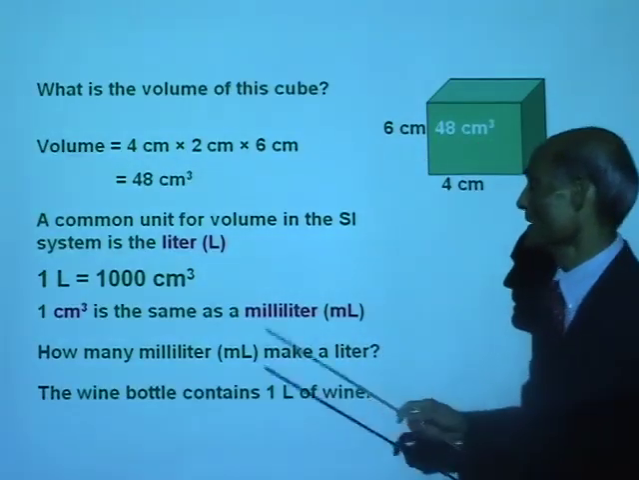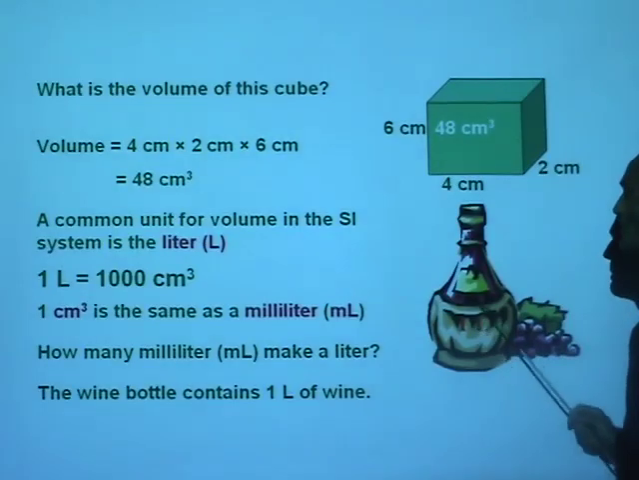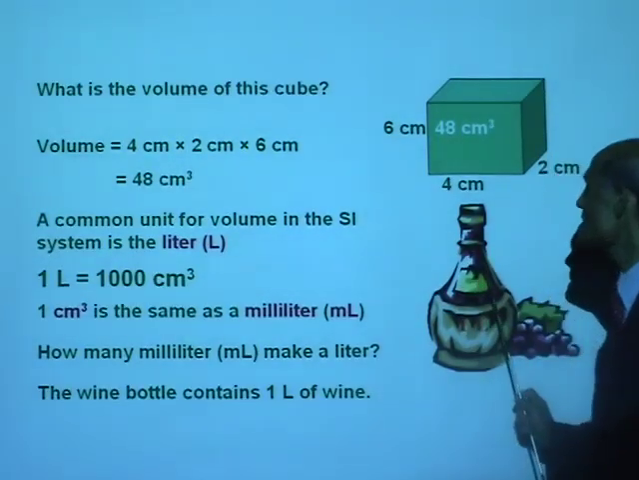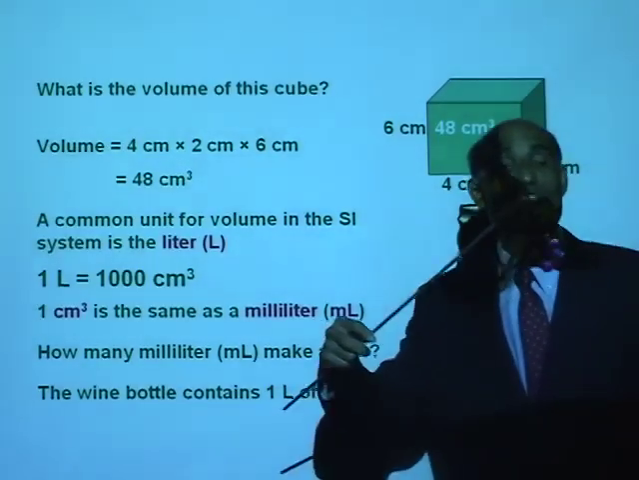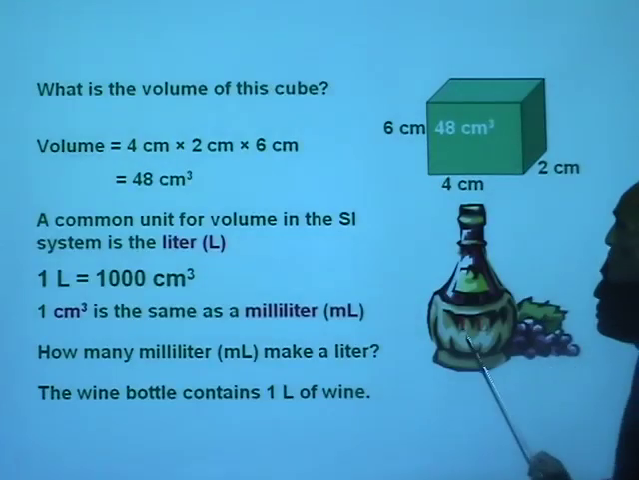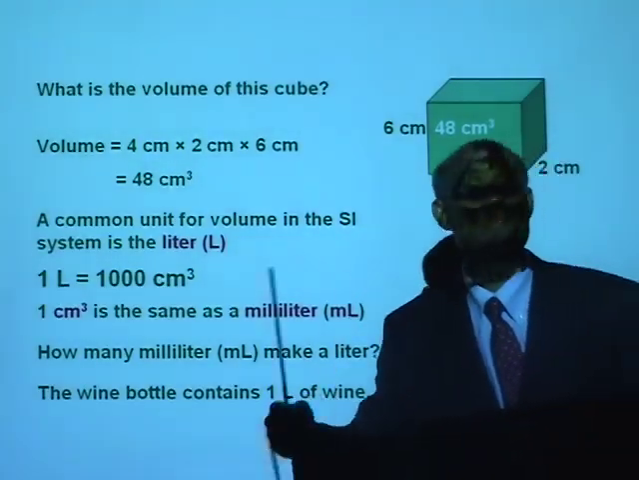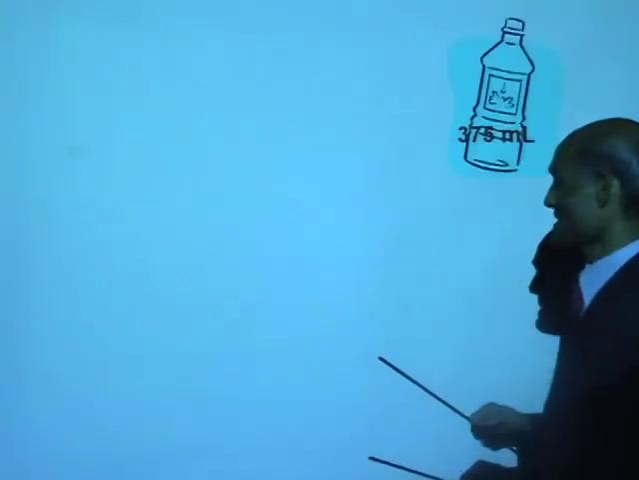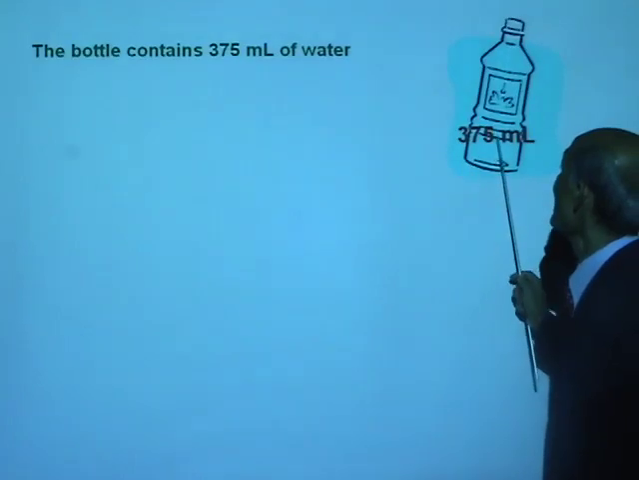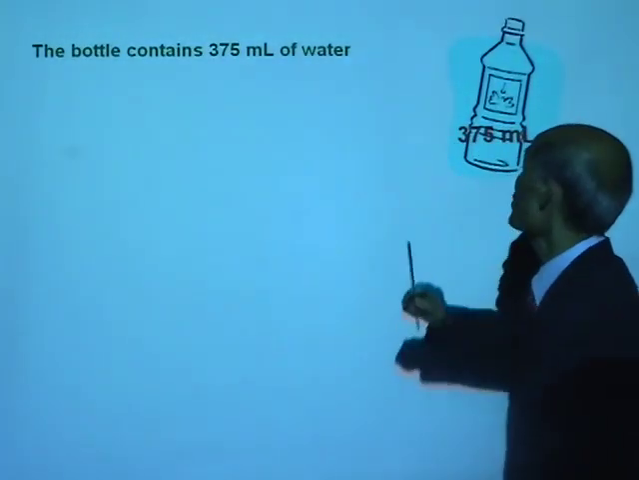1,000 of them. So, look at the wine bottle here. That is a liter bottle. Now this is a liter of wine. How many milliliters are there? There are 1,000 milliliters. How many centimeter cube of wine are there? 1,000 centimeter cube of wine are inside there. And look at the water bottle here. It says 375 milliliter is the content of this water.